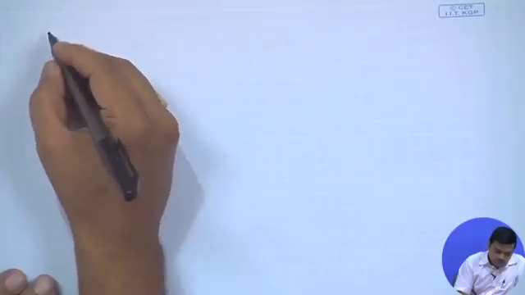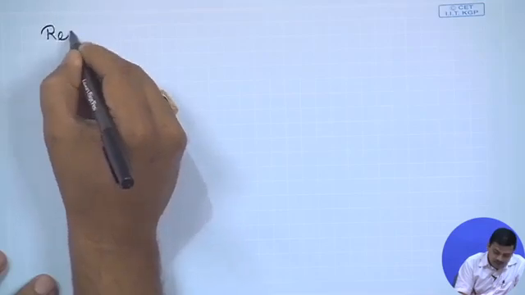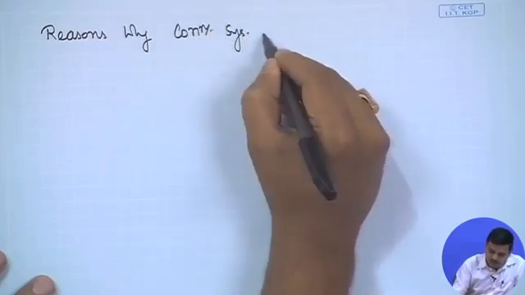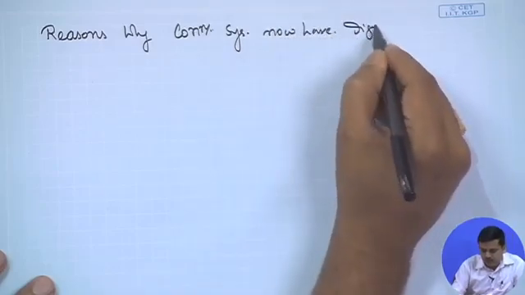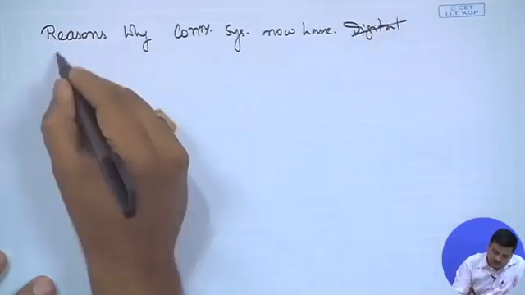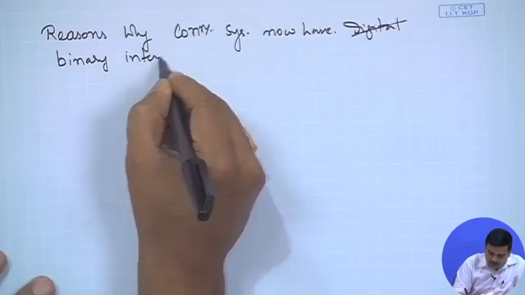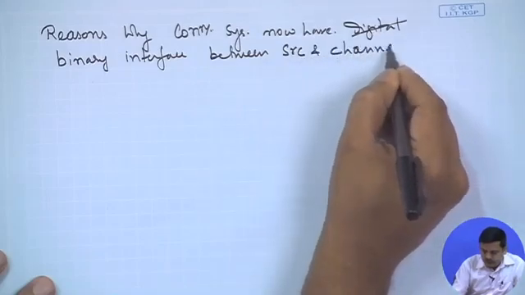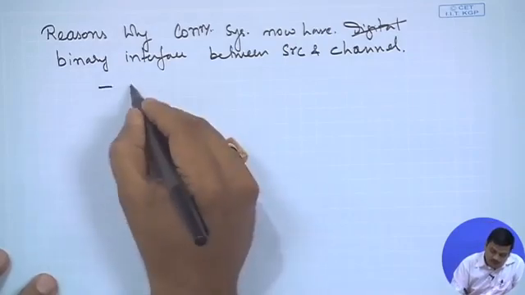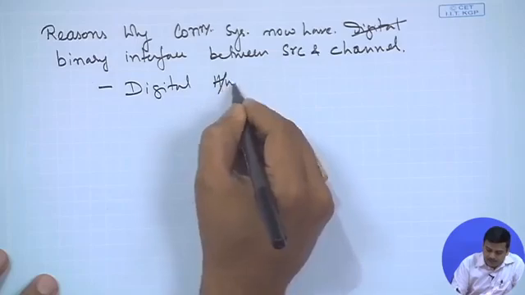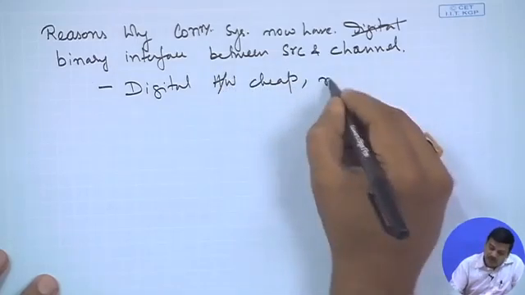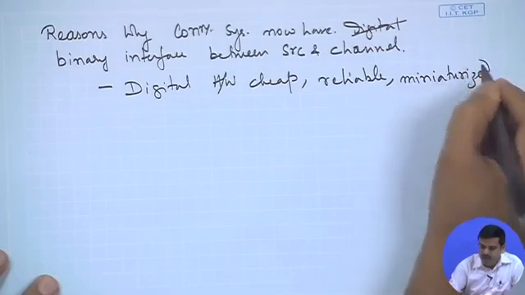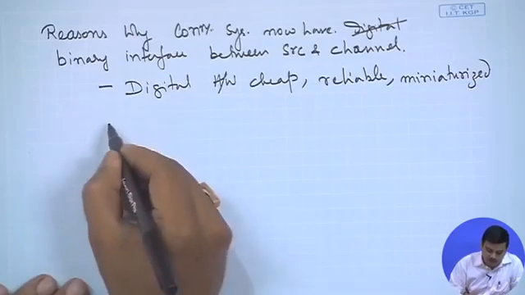Continuing further, if we look at the reasons why communication systems now have a digital, or a binary, you can say, instead of digital you can simply say binary, interface between a source and channel, let us say. Why so? A couple of things come up. One is digital hardware is cheap. It is reliable as well, and it is miniaturized. That means you can get it in very tiny form. This is another one of the big advantages.